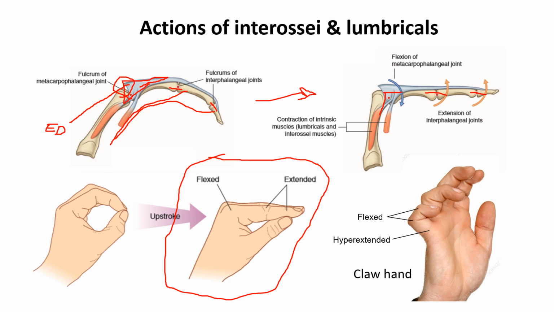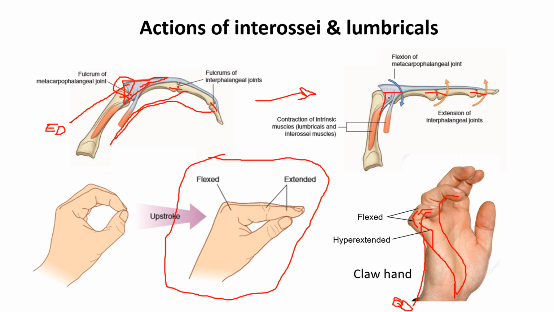When we lose the action of these muscles, we will get the opposite movement of the small muscles of the hand. So what we will get is hyperextended metacarpophalangeal joints and flexed interphalangeal joints. This occurs due to unopposed action of the extensor digitorum, while the flexed interphalangeal joint occurs because of limited length of flexor tendons.